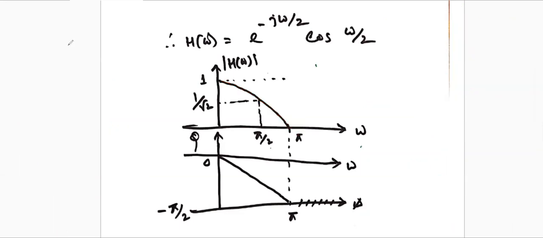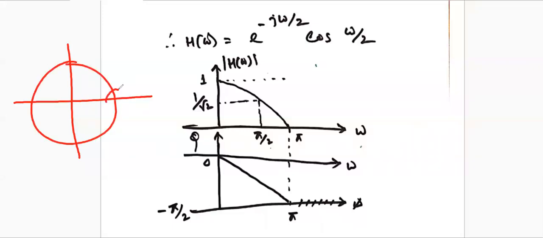Just to make the idea more clear, if I give this kind of thing, this is the 0 location and this is the pole location. What kind of filter is this? High pass. Of course, high pass. Yes, very good. Because at omega equals 0, it will be blocked because the 0 is there. And at omega equals pi, it will be passed because there is no 0. That's why we can assume that this is a high pass filter.